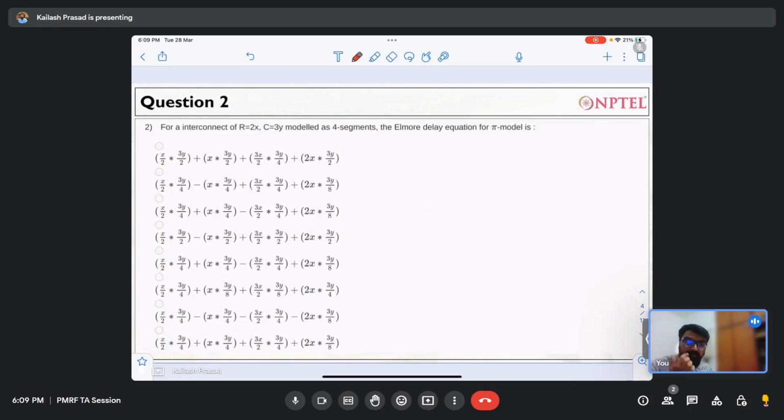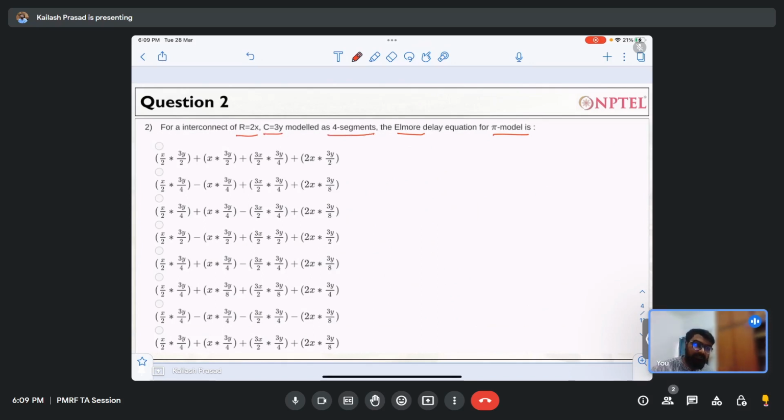Again, it is similar to the previous one, but the question here is you have to apply the Elmore delay, but in the pi model. In the previous case, it was the L model. Here, it's a pi model, and there is not much difference between the L and pi model. The question given over here is that R is equal to twice X and C is equal to 3Y, and it has been divided into 4 segments.